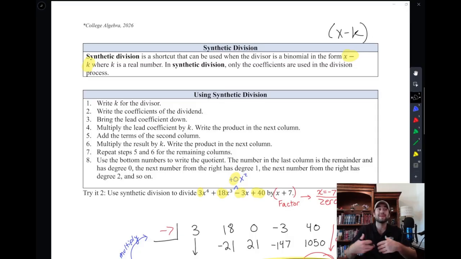All right, we're going to look at the implications of this division in the next video, where we talk about the zeros and how you can find zeros quickly. But for now, those two things are today's two things: long division and synthetic division.